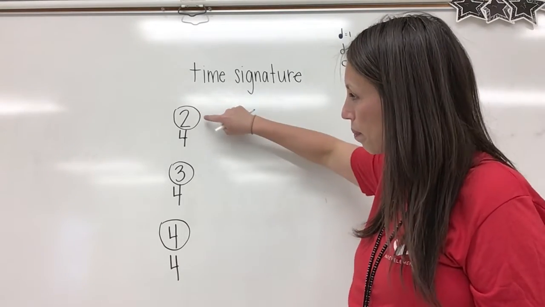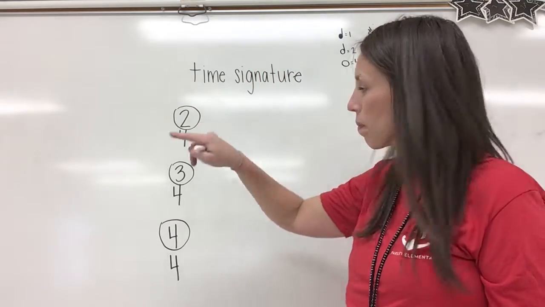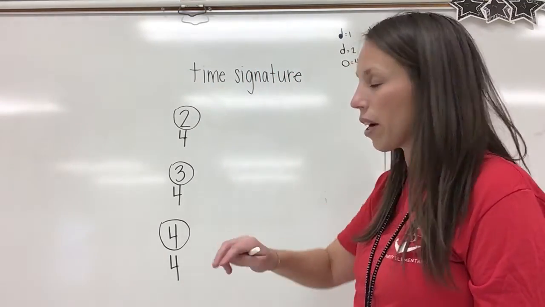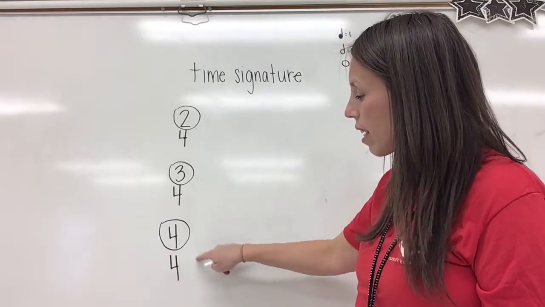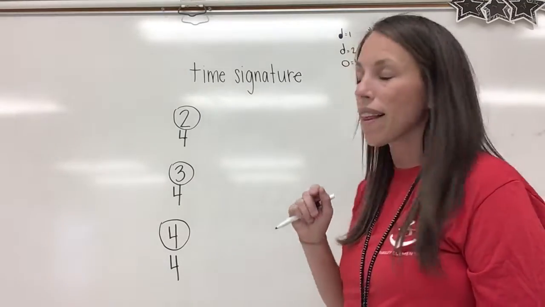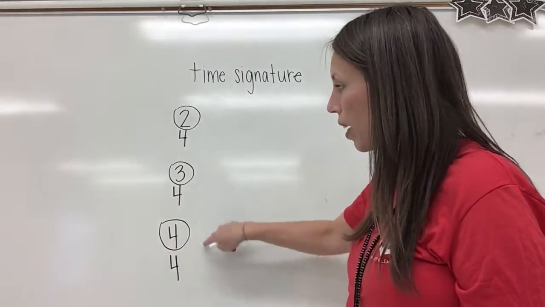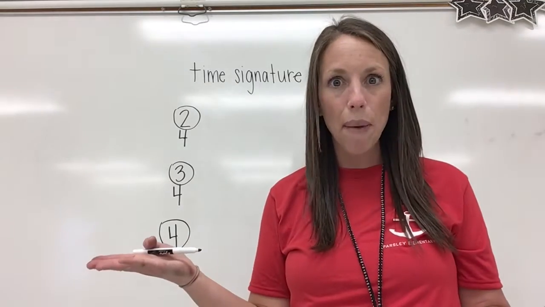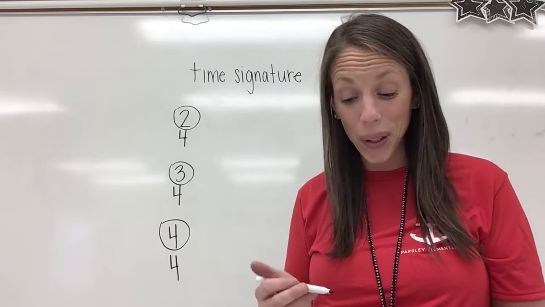So remember, in this measure, there are 2 beats per measure. In this time signature, there are 3 beats per measure. And in this time signature, there are 4 beats per measure. And we always look at the top number. And in all 3 of these time signatures, what type of note gets the beat? That's right, the quarter note.